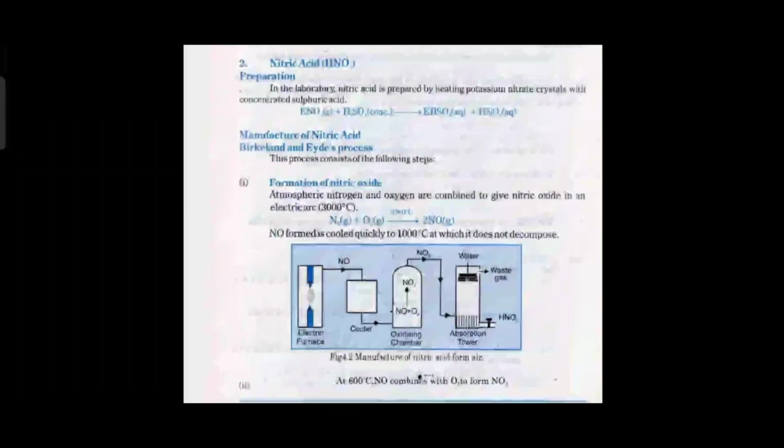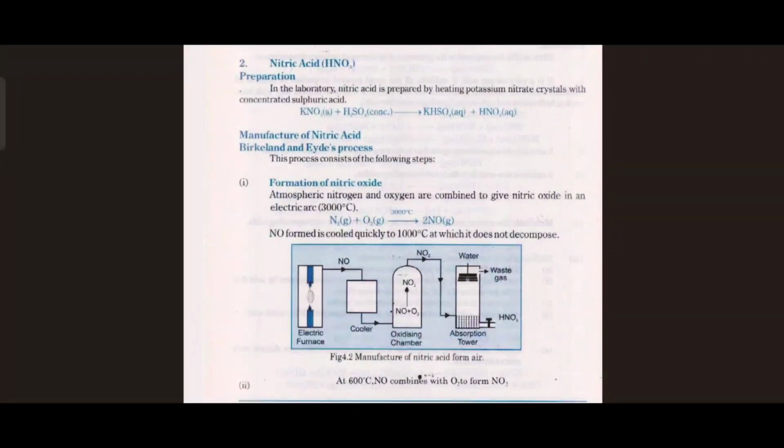In the laboratory, nitric acid is prepared by the reaction of heated potassium nitrate crystals with sulfuric acid. One of the important methods for the preparation of nitric acid is the Birkeland method. And this method usually has 4 steps.